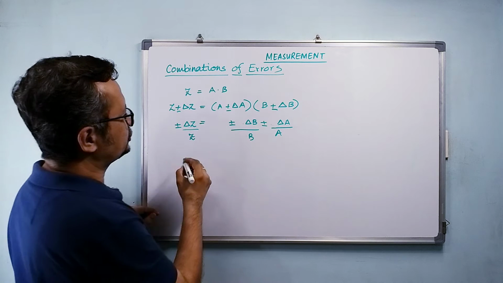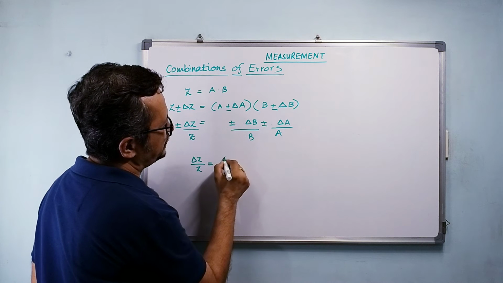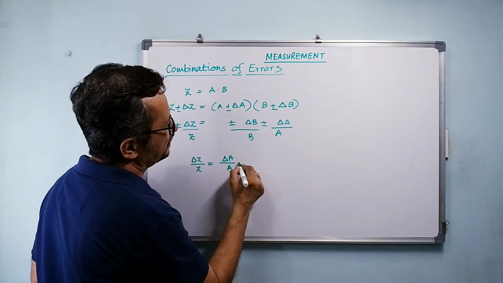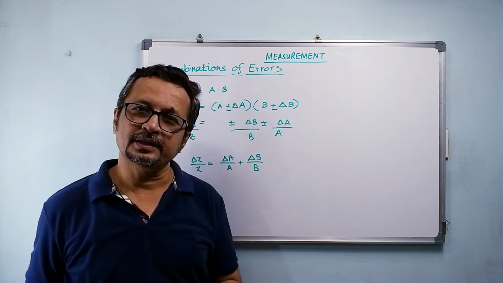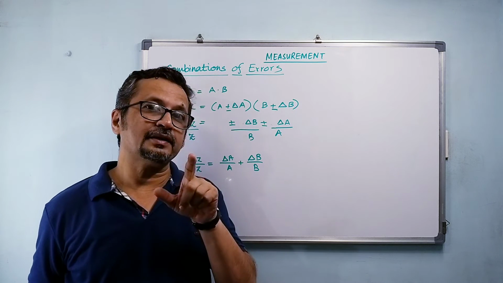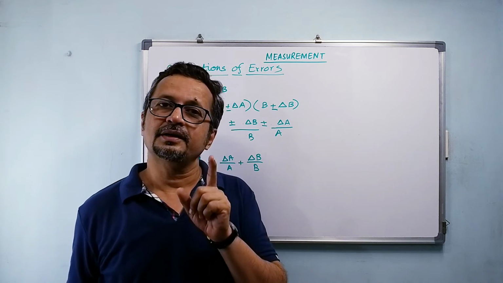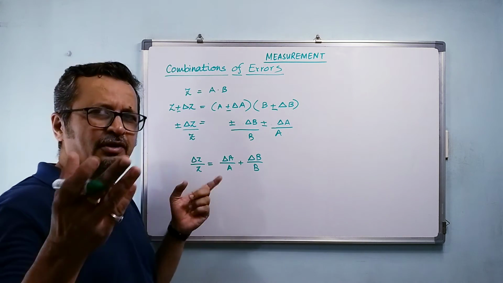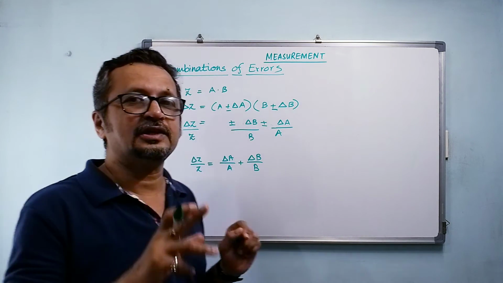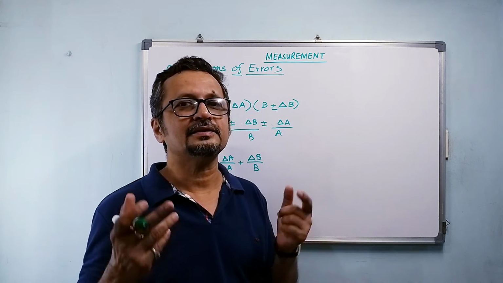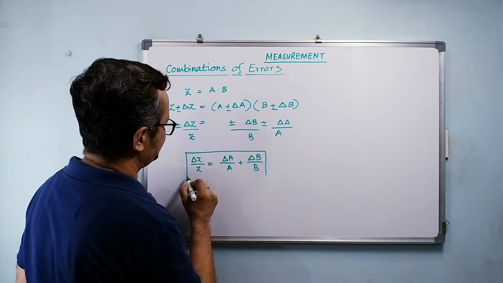So what am I left with? I can say delta Z upon Z is equal to delta A upon A plus delta B upon B. And what is delta A upon A? Is it not the relative error in A? And what about delta B upon B? It is again the relative error in B. So I would say relative or fractional. The fractional error in my Z would be the sum of fractional errors in A and B, correct? So I get this relation.